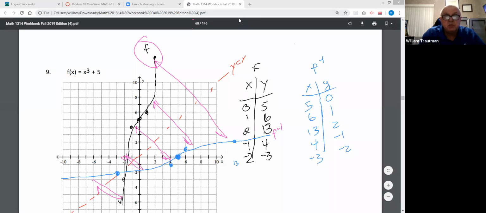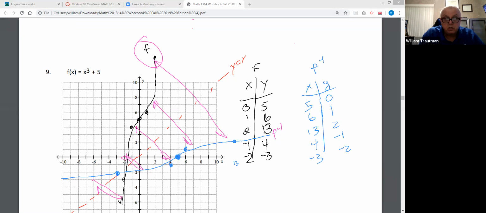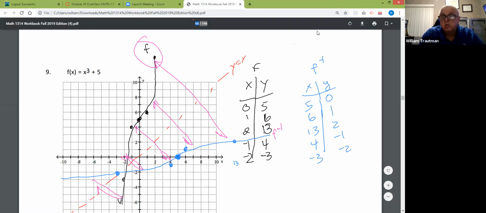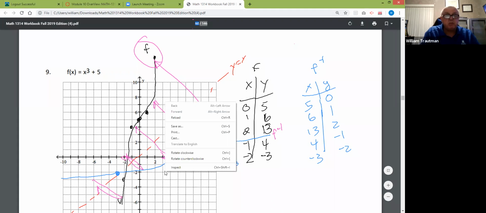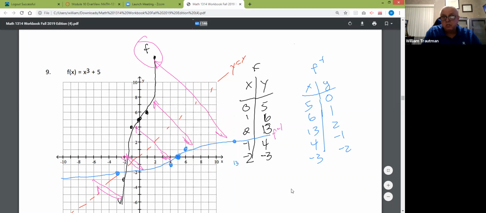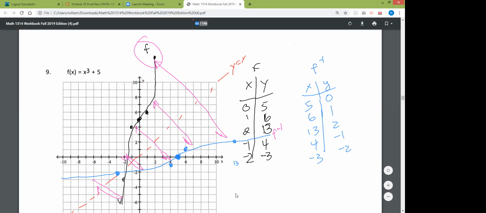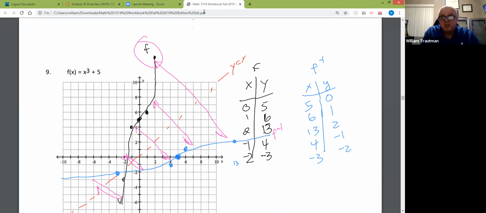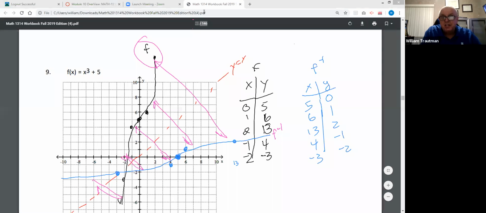Did I share my screen? Am I sharing my screen right now? Yes, we can see it. Okay, well, I can't. What happened? Oh, there it is. Okay. Stop recording.